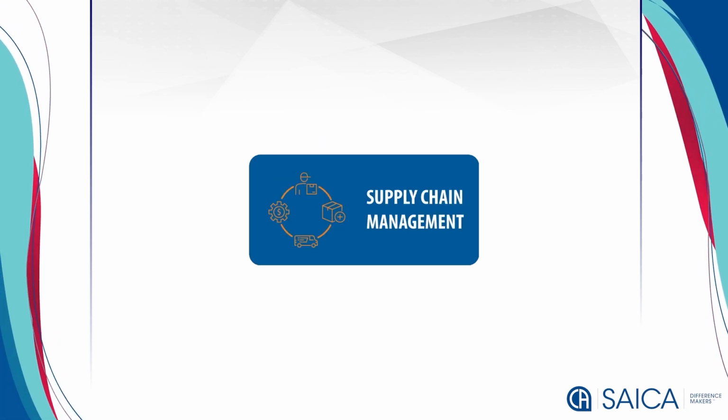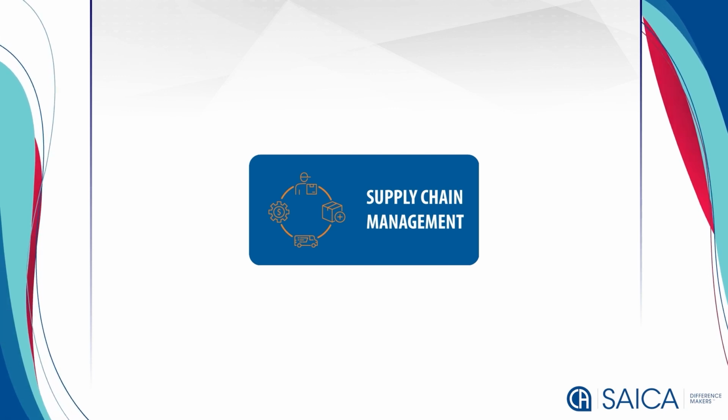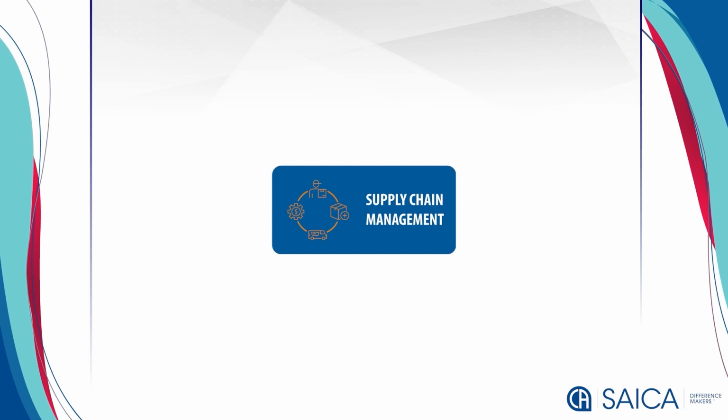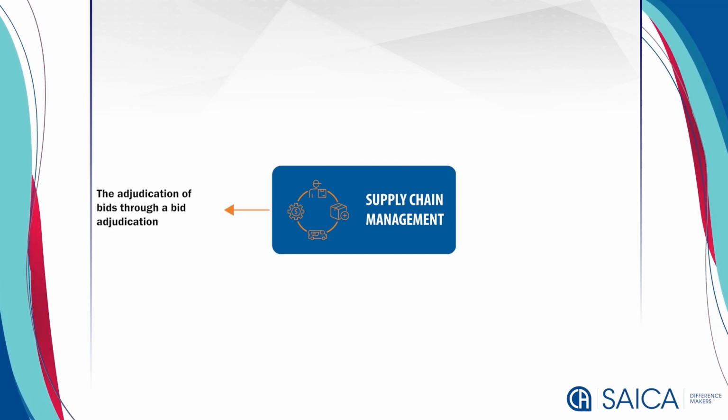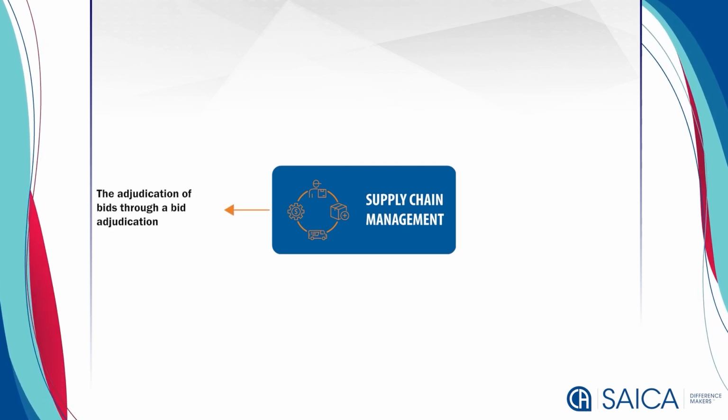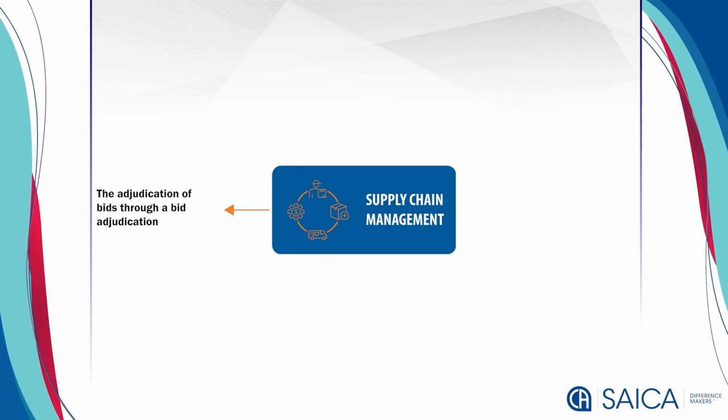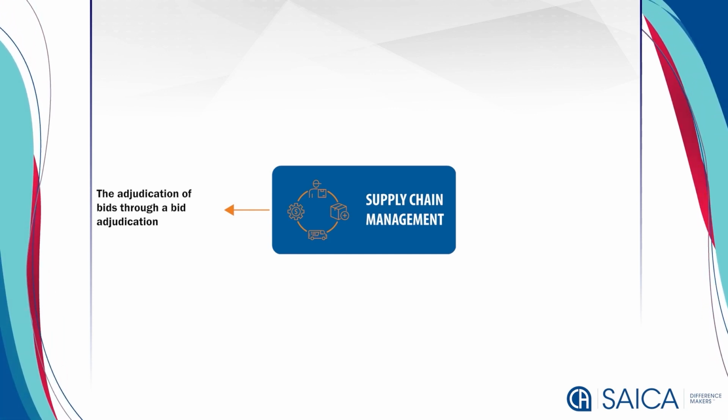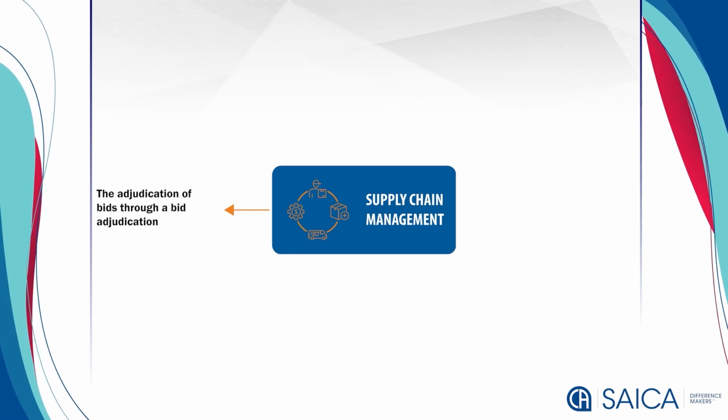A supply chain management system must, in the case of procurement through a bidding process, provide for the adjudication of bids through a bid adjudication committee. This committee makes a final decision regarding the winning bidder from a procurement process and ensures that all processes outlined in legislation have been followed.